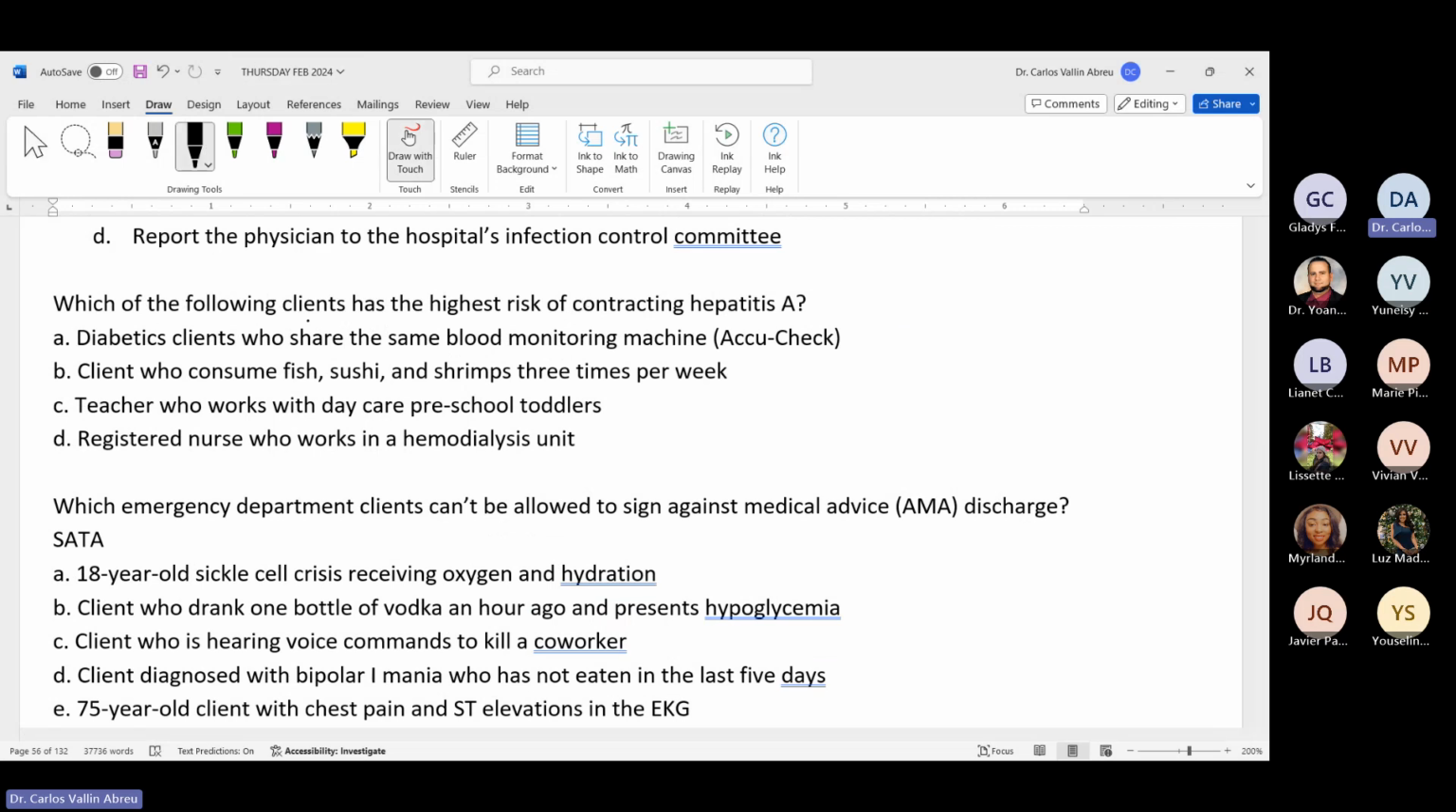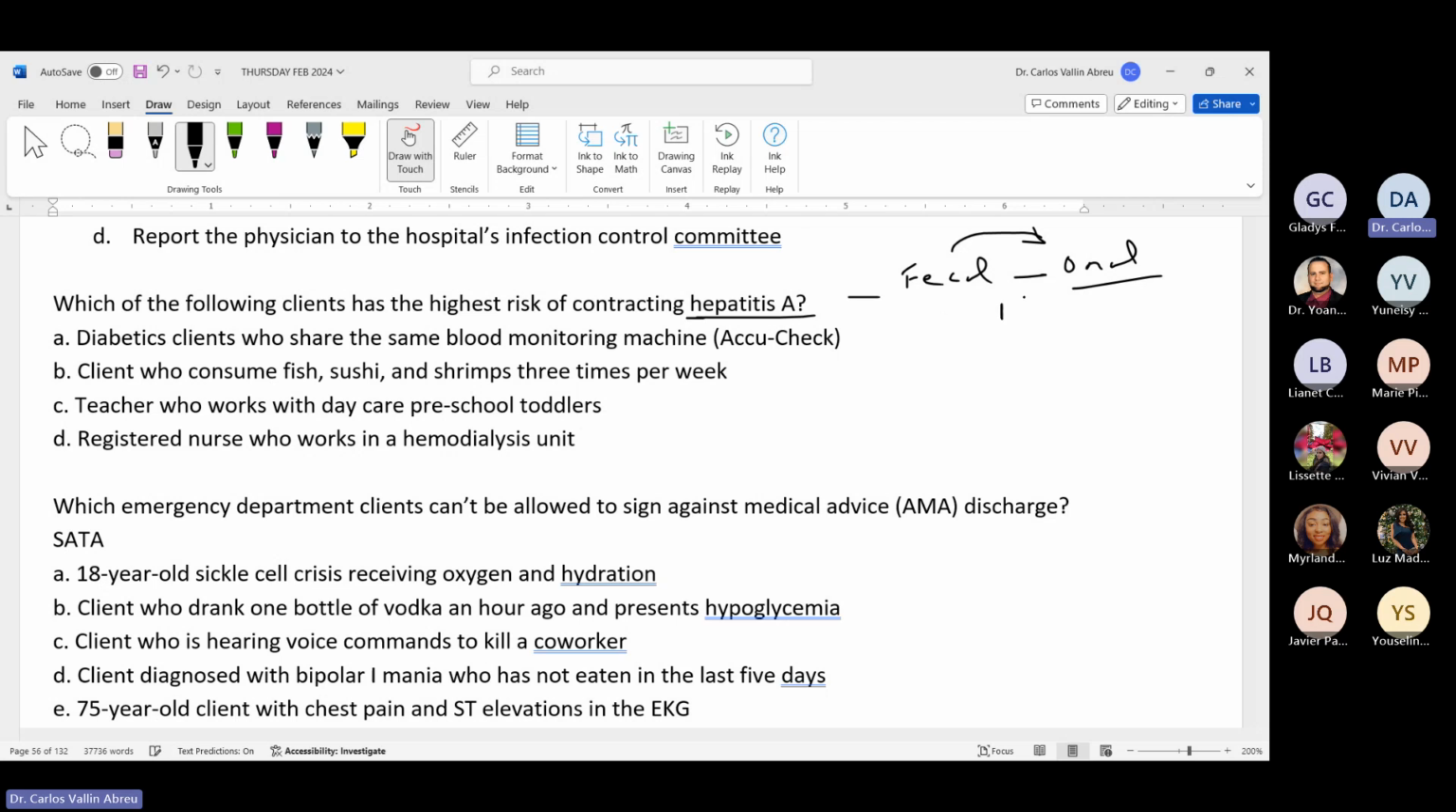Which of the following clients has the highest risk of contracting hepatitis A? So you need to remember that hepatitis A is fecal-oral. And fecal means that particles of feces with the virus of a carrier could be contaminating the nails, food, etc. We can ingest that. This is the way that we could acquire hepatitis A.